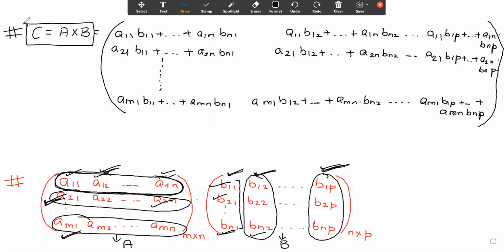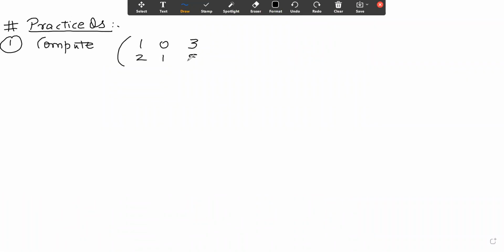Okay, let's do practice questions, guys. So let's start with these practice questions. First question, compute the product of the matrix 1, 0, 3, 2, 1, 5 with another matrix 1, 3, 2, 5 and 6, 2.